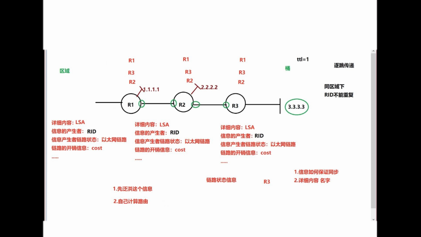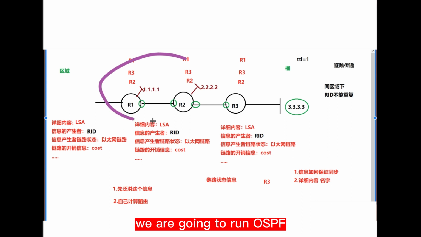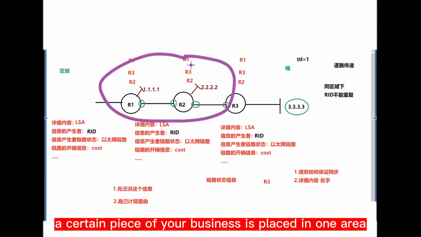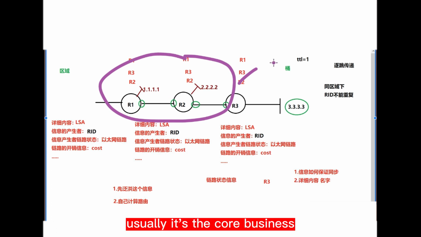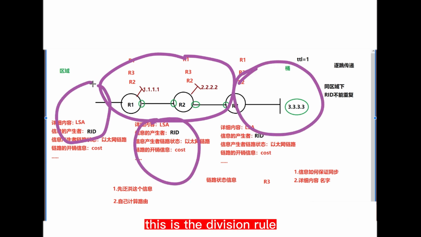For example, in the future you will find in the project, we are going to run OSPF. Then a certain piece of your business is placed in one area. Usually it's the core business that will be placed in this position. There will be some other areas next to this area. This is the division rule.